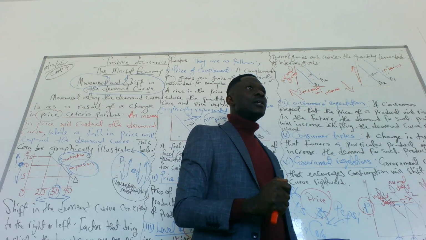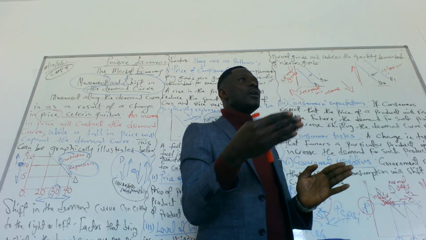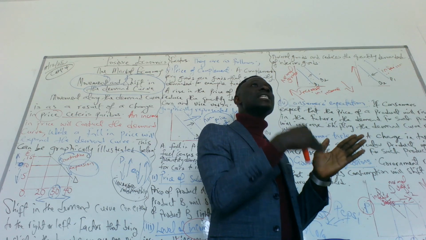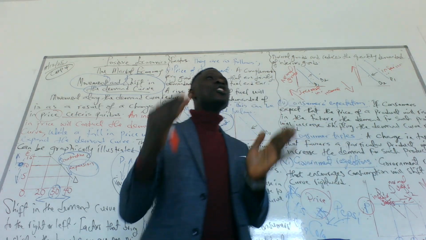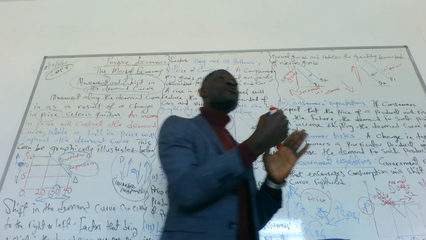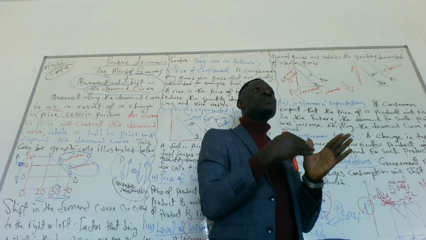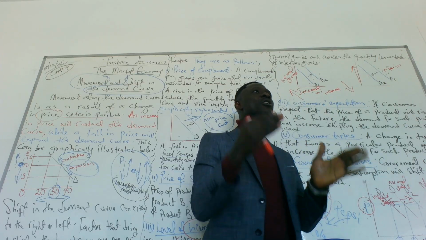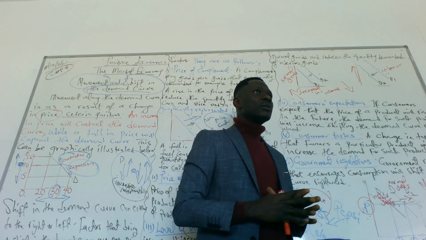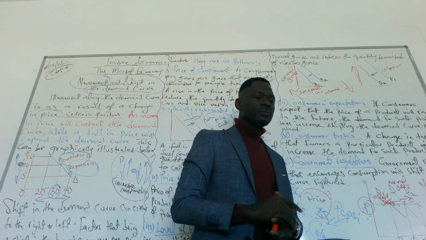Do we get it? So there's a rightward shift in the demand curve because the demand for a product is increasing based on a non-price factor. There's a leftward shift in the demand curve because the demand for a product is reducing based on a non-price factor. Any question about it? Thank you. You can write.